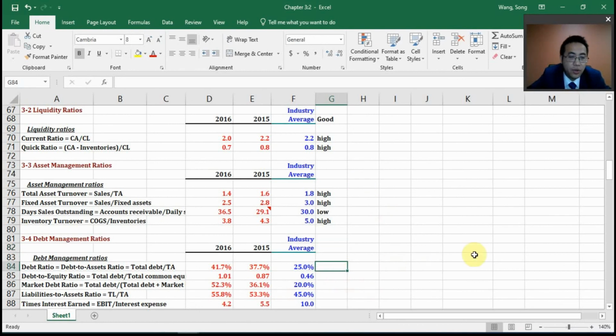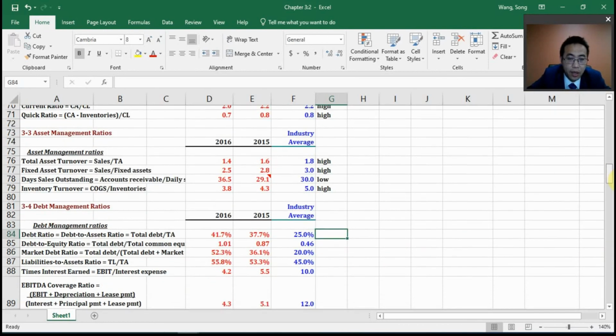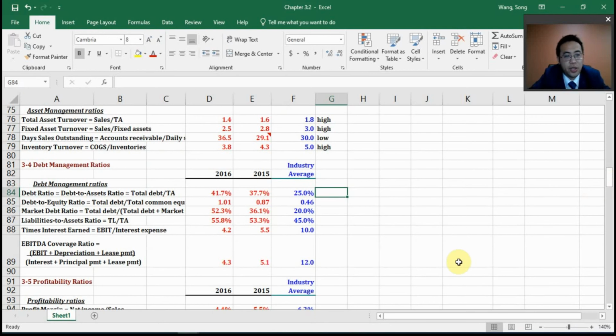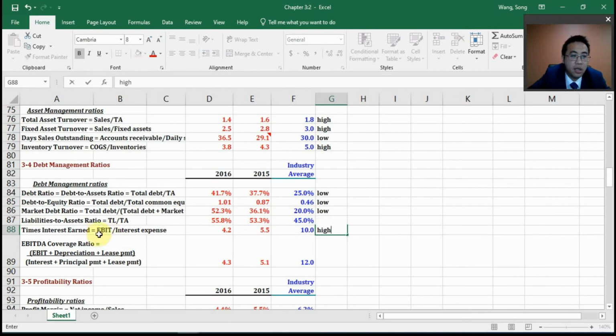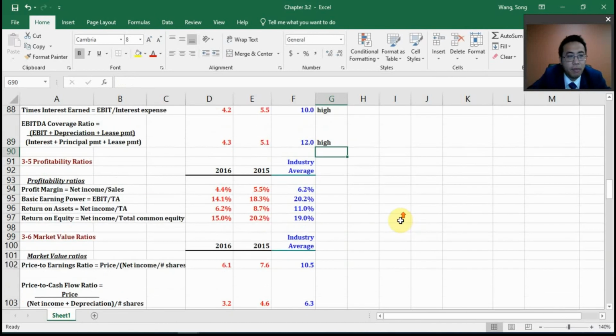And for the debt ratio, as I said earlier, too much debt would indicate financial distress. So we want them to be low, okay? A low debt ratio would be preferable. And for the times interest earned ratio, we want it to be high because we want sufficient operating income, represented by the EBIT, and we want the interest expense to be limited. And likewise, for the EBITDA coverage ratio, we want it to be high. And for all the profitability ratios, we want them to be high, so that's pretty straightforward.